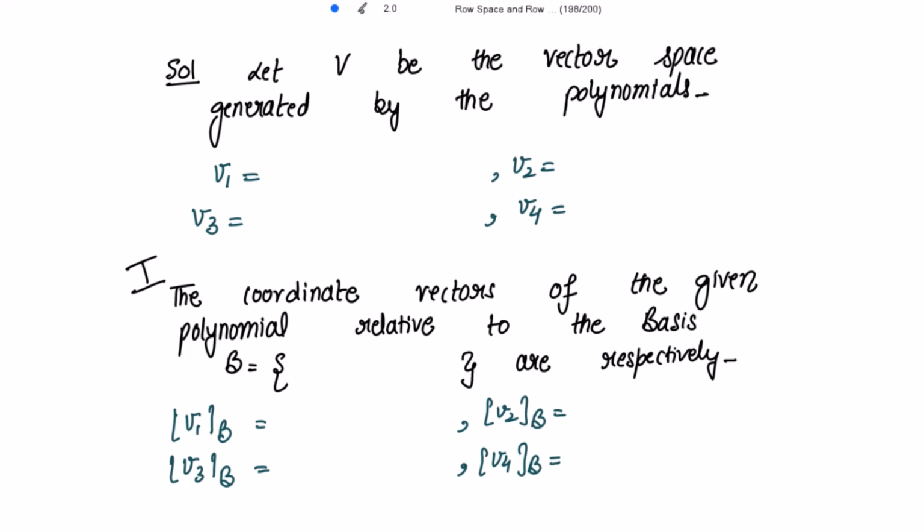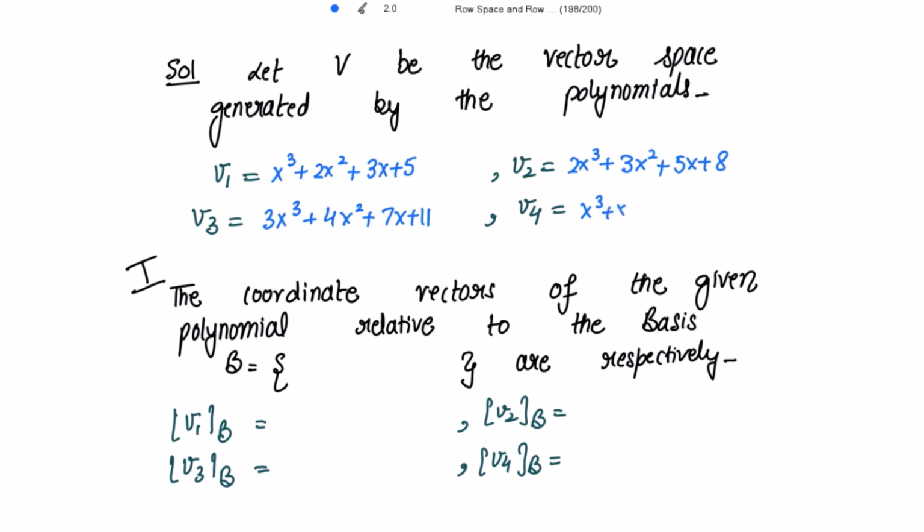The first one, let's take V1 to be equal to x cube plus 2x square plus 3x plus 5. And then the next polynomial given to us, let's say V2, is equal to 2x cube plus 3x square plus 5x plus 8. And then let V3 be equal to 3x cube plus 4x square plus 7x plus 11. And the last one, let's name this V4, and that is x cube plus x square plus 2x plus 3.